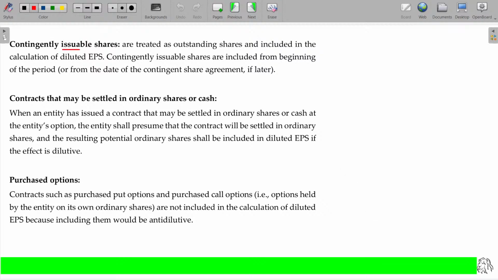Contingently issuable shares. This is nothing but outstanding shares, but included in the calculation of diluted EPS. Probably the company may give some guarantee to issue the shares to some buyers. That is called contingently issuable shares. As per the contingent share agreement, automatically we have to issue free shares at a much discounted price, like it is actually a loss to the company. It will have the effect of dilution in EPS, so you have to incorporate this.